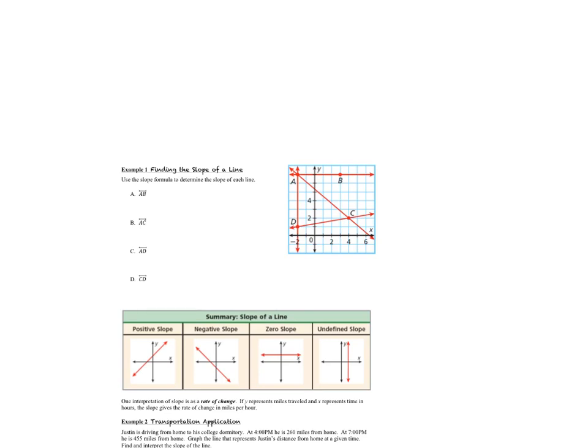Okay, so for example 1, it says line AB. So let's take a look at line AB, which is right here. It says to use the slope formula. We would need the coordinates of A and B to do that. So let's get the coordinates for this.